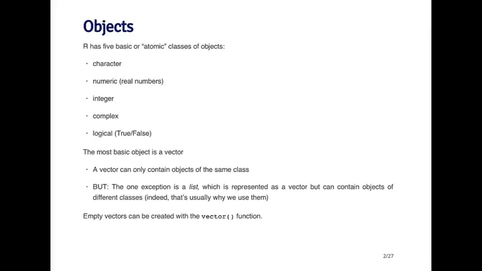You can create an empty vector with the vector function. The vector function has 2 basic arguments. The first argument is the class of the object, the type of object that you want to have in the vector. And the second argument is the length of the vector itself.